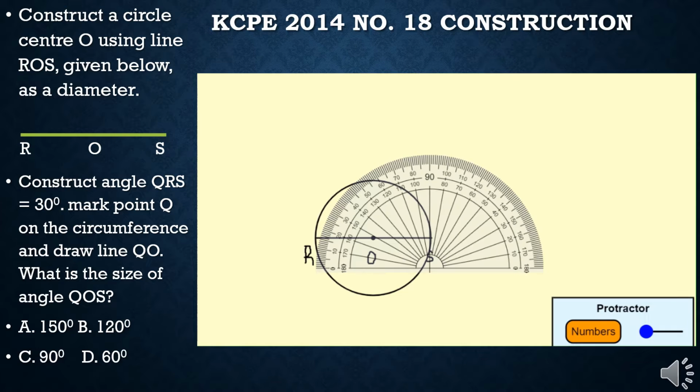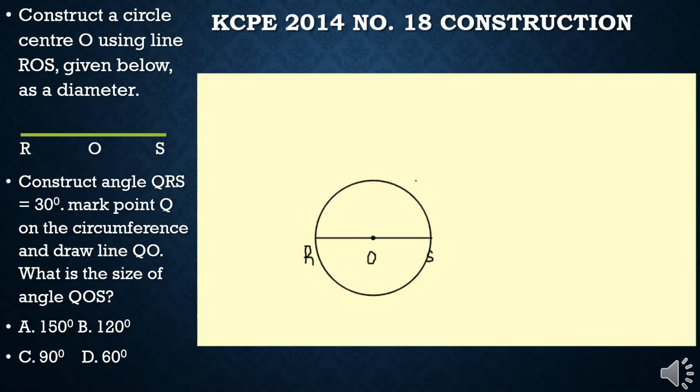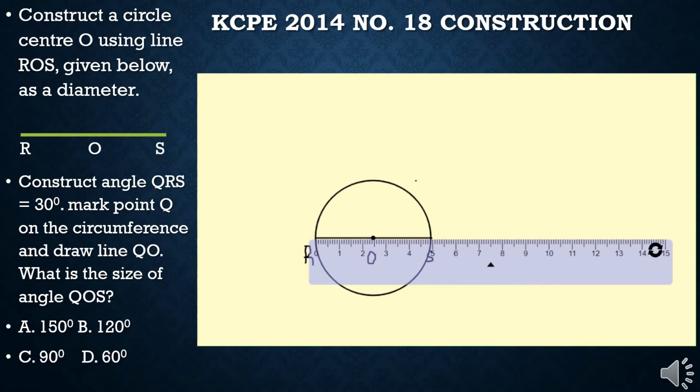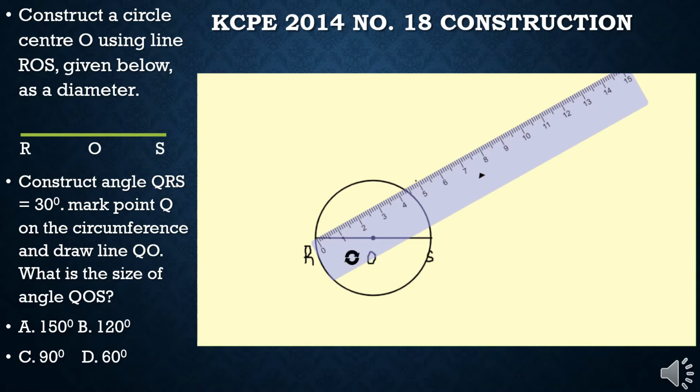So we take our protractor, we strategically place it at R because we want QRS. Q will be somewhere here, and then we mark off 30 degrees. So using the inner scale, we mark 30 degrees, which is up to there. Then we join with the ruler. Remember, the line goes up to the circumference, not beyond the circumference. So that is the 30 degrees line.